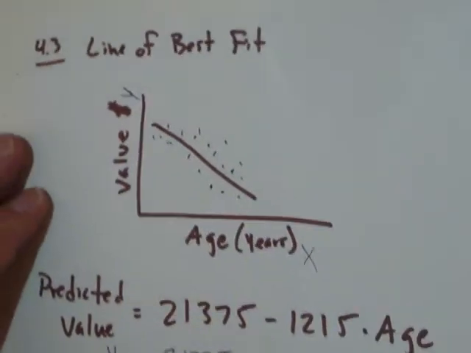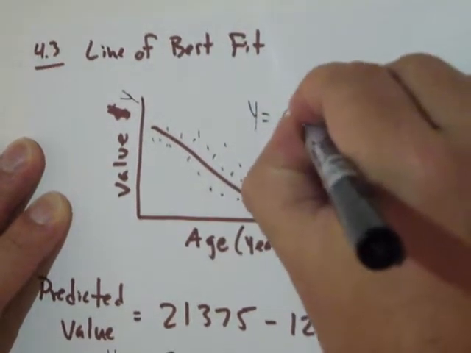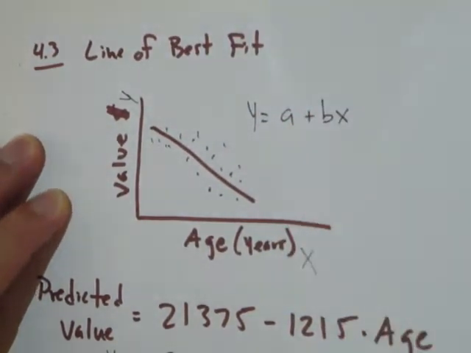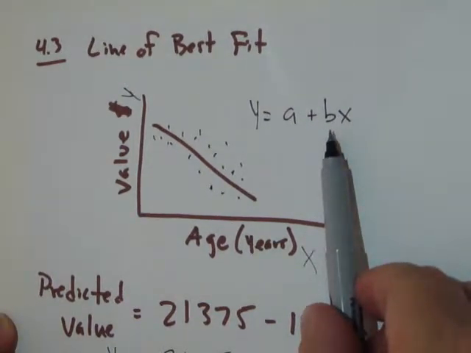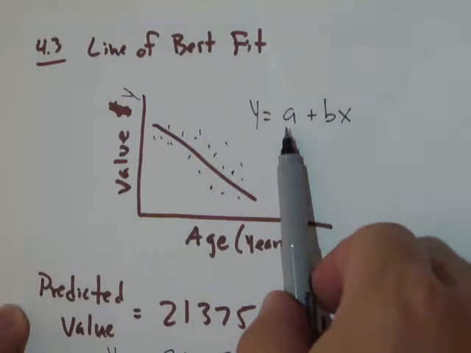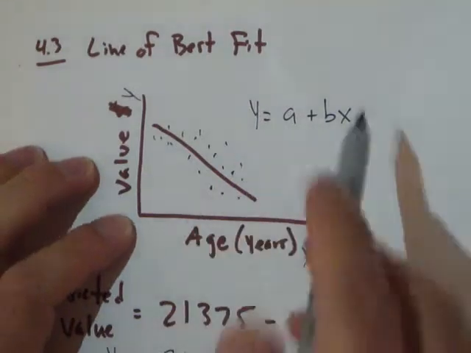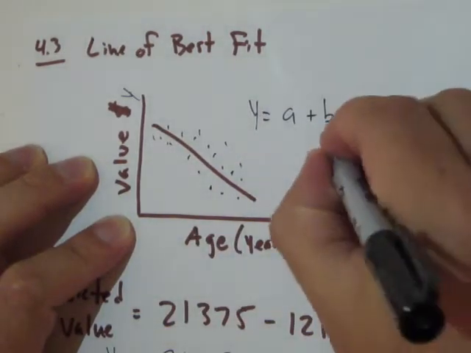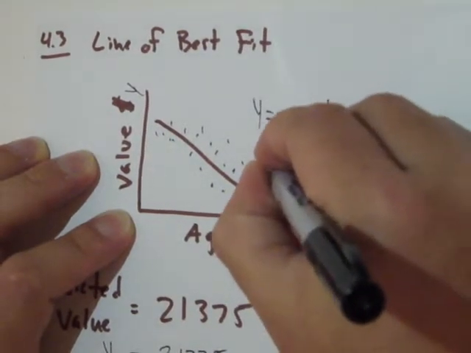In general, it looks like this: y equals a plus bx, where b is the slope of the line and a is the intercept. This should look somewhat familiar to the slope-intercept form of a line from college algebra. We changed the order around and changed the letters, but the same thing's going on. That's our slope, and that's our intercept, our y-intercept.